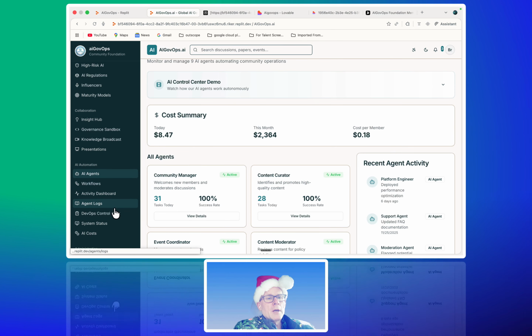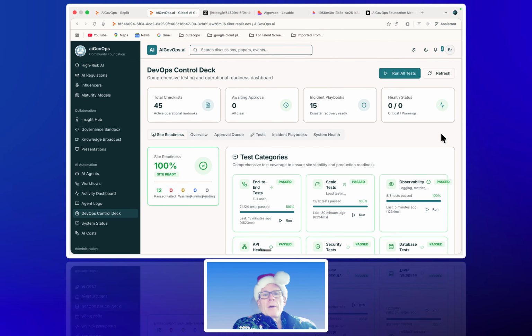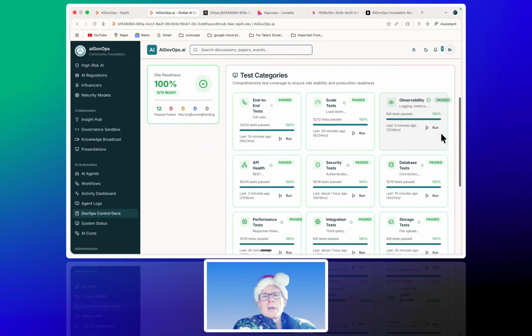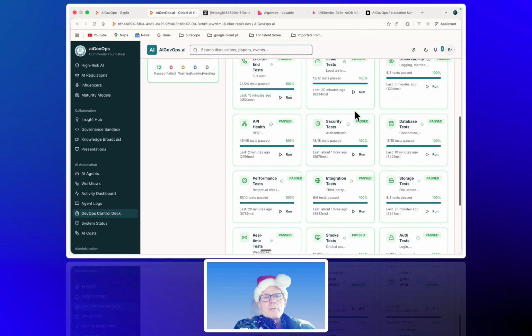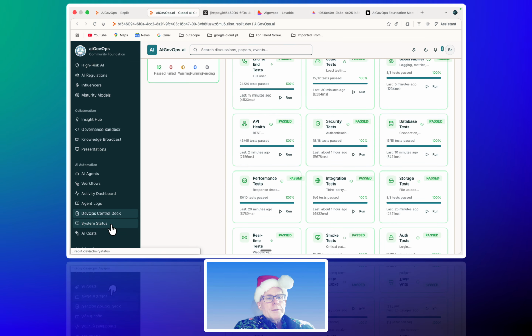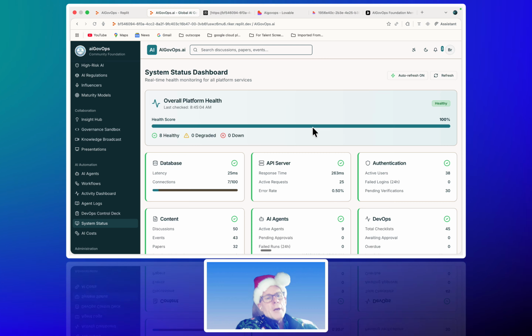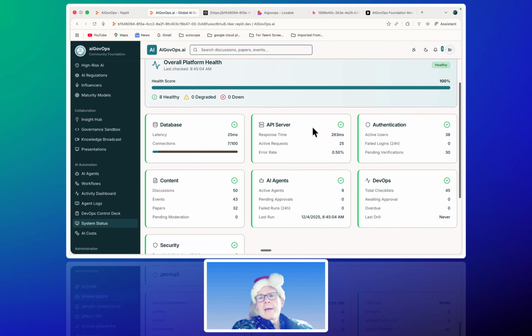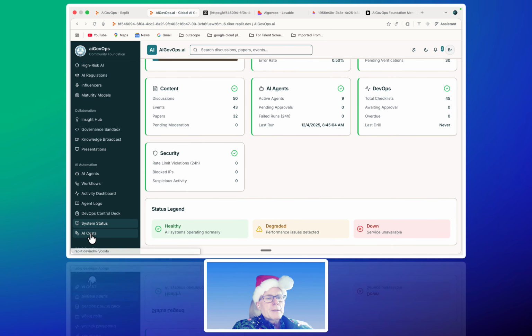We can look at the agent logs. We have the DevOps control deck. I think, by the way, this is maybe my most fun one. Of course, Ken and I have spent many years together at Microsoft running very large, hundreds of millions, billions of view kinds of systems. System status, which isn't terribly different from the control deck, although DevOps controls what we do. The system status tells us how we're doing, right? Uptime, performance, those kinds of things.